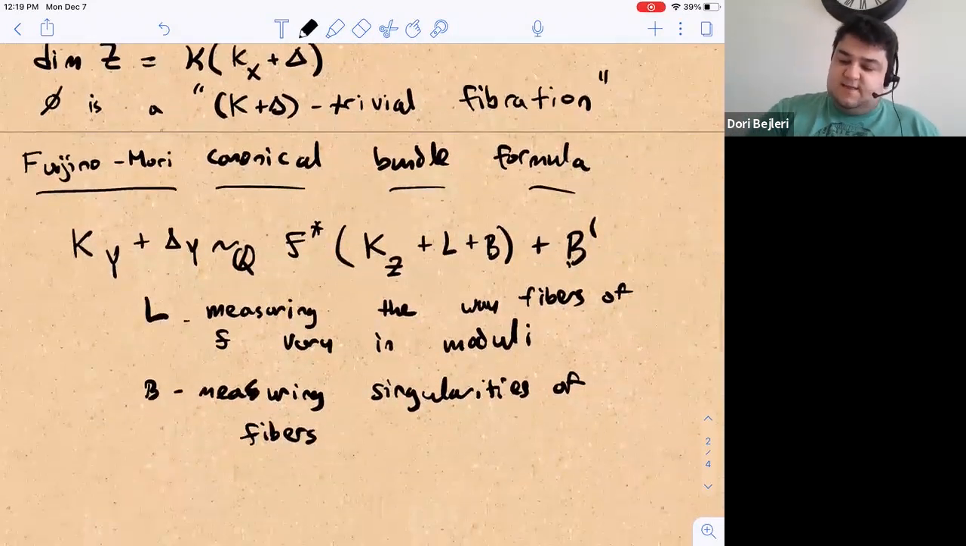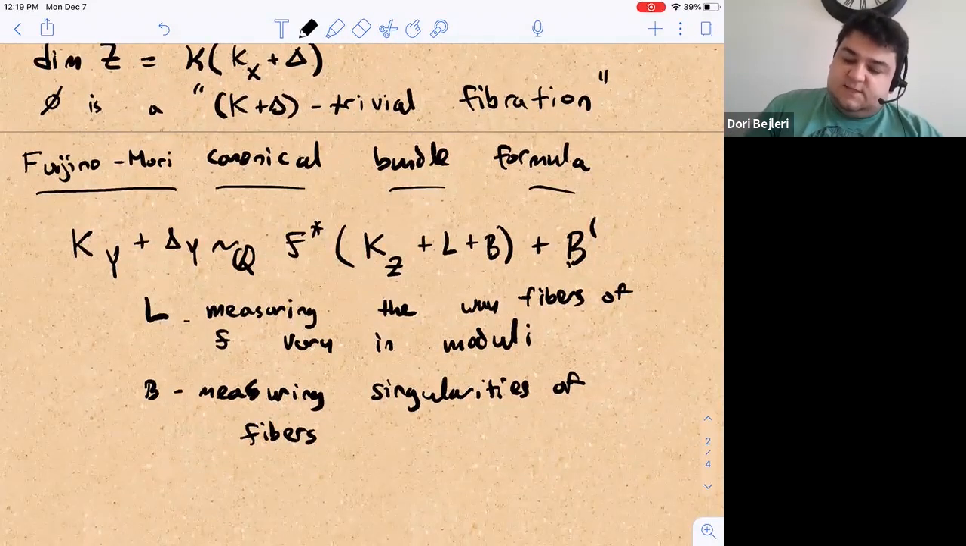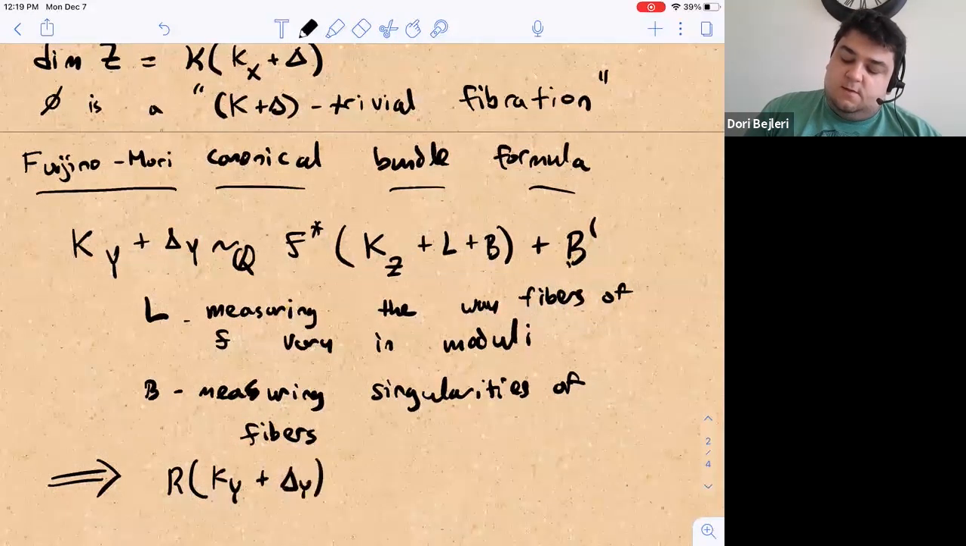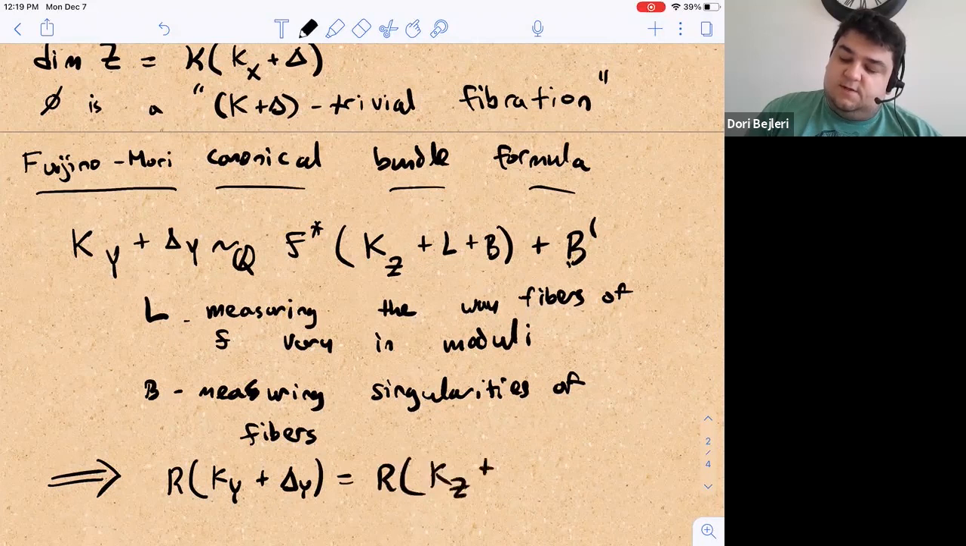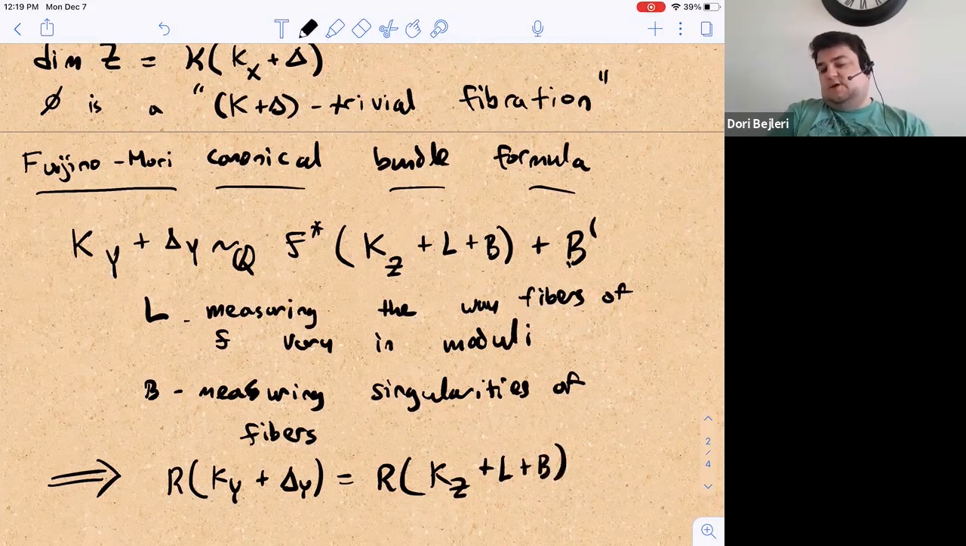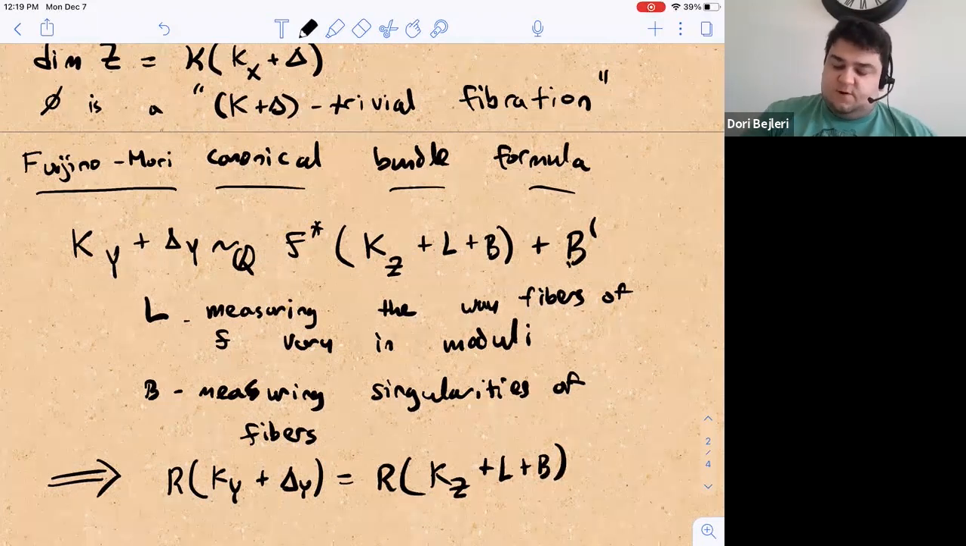But the point is that the existence of such a formula lets them conclude that the log canonical ring of ky plus delta y is equal to the log canonical ring of kz plus L plus B. And of course, here you have to check that you can pick this L and B so that the pair Z comma L plus B is a KLT pair. But that's part of their work.